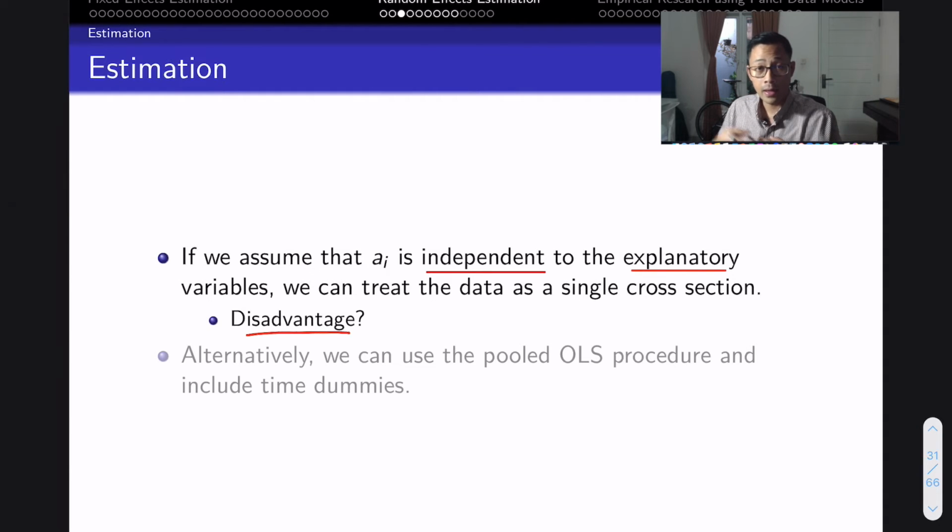And again, outcomes are going to be correlated across time, and this is something that we may not be able to accommodate in the single cross-section. So alternatively, we can use the pooled OLS procedure. Again, you have a panel data set, but you're going to treat it as a pooled cross-section. And then in the estimation, you want to include time dummies, or time fixed effects, to control for factors that do not change across units within that time period.